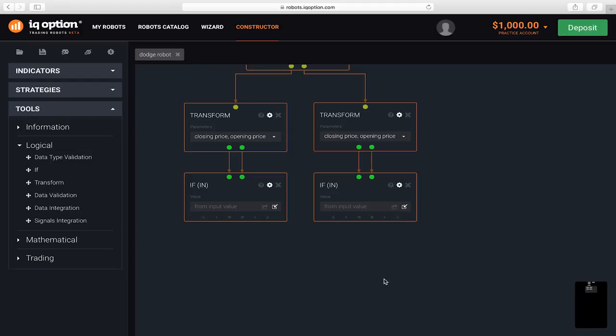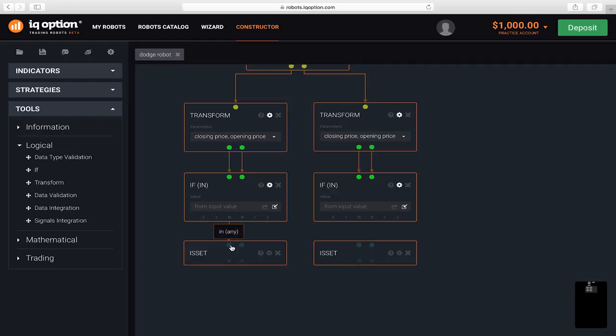Now add two blocks for checking the data. The block is called Data Validation. In our case, it will give us data only if two conditions are met at once. The last candle was a doji, the next to last candle was a bull or bear.